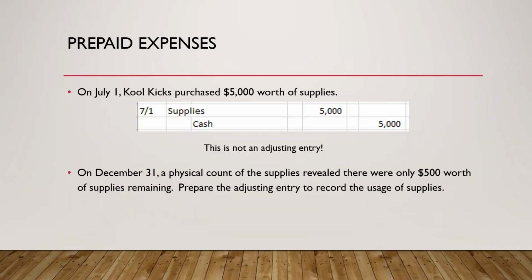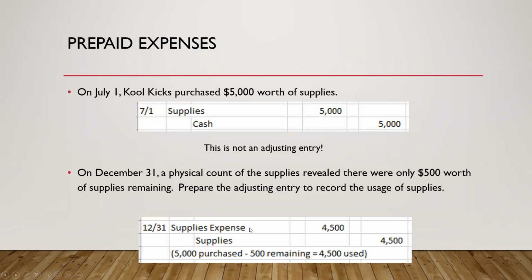Remember that supplies is an asset, and as we use up an asset, we have to expense it. So if we started off with $5,000 worth of supplies and we're left with $500 worth of supplies, that means we use the difference between the two. So we used $4,500. So we do the adjusting entry by debiting supplies expense and crediting supplies the asset.